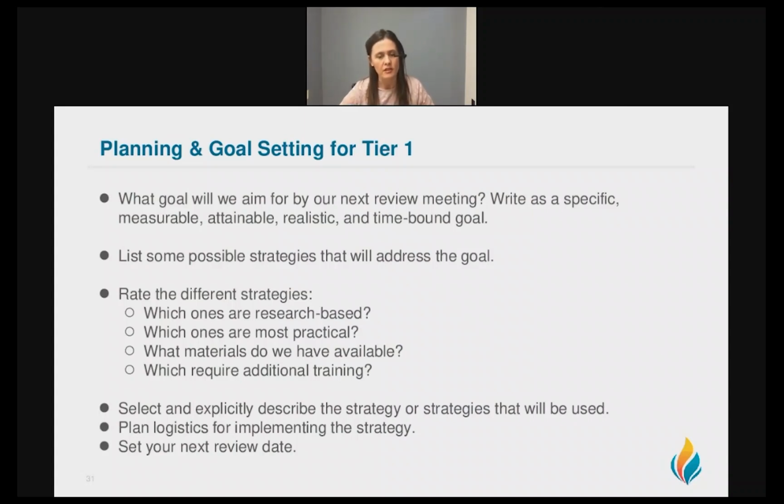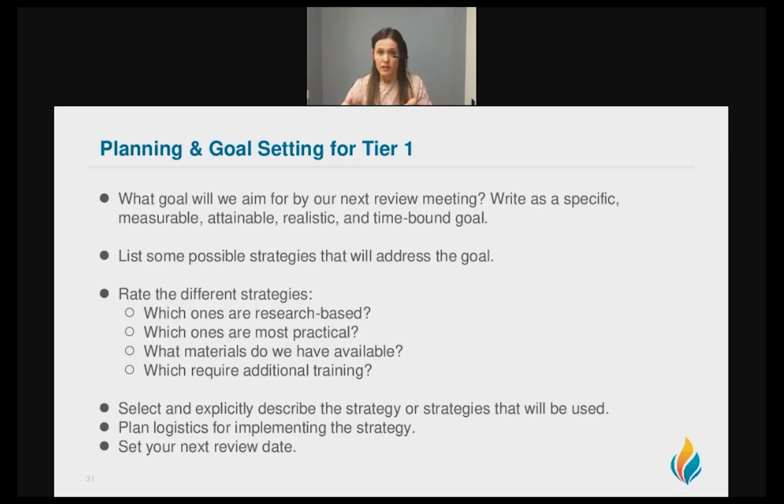So thinking about our planning and how we go about setting goals at the tier one level, it's always helpful for us to ground ourselves in data and use that as a way for us to identify whether what we're doing is working or not. So a question you can ask is, what goal will we aim for by our next review meeting? And again, being as specific, making sure that we have a measure, that it's attainable, it's realistic, and that there's a time component. So by this point, we want to see this percentage of our students scoring in the low risk range, would be a great example of a goal.